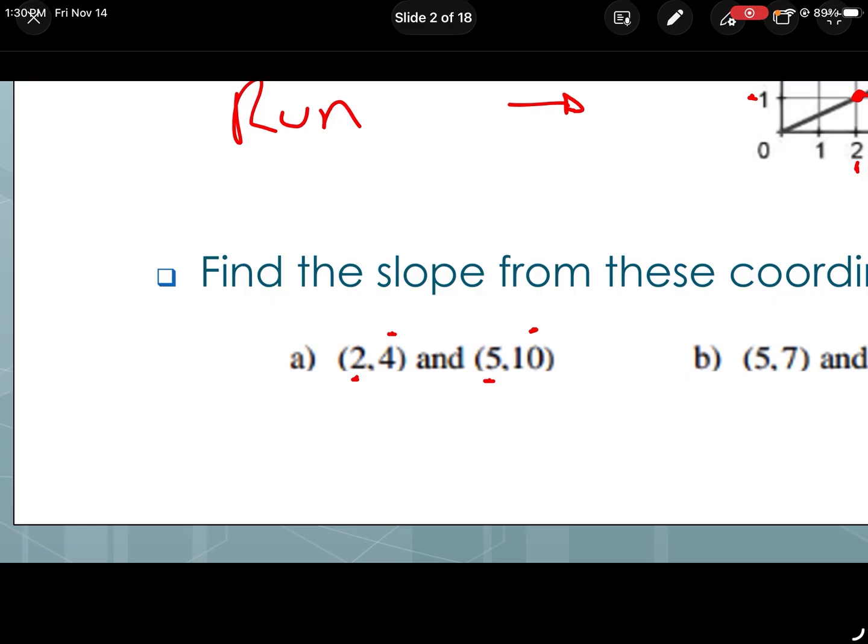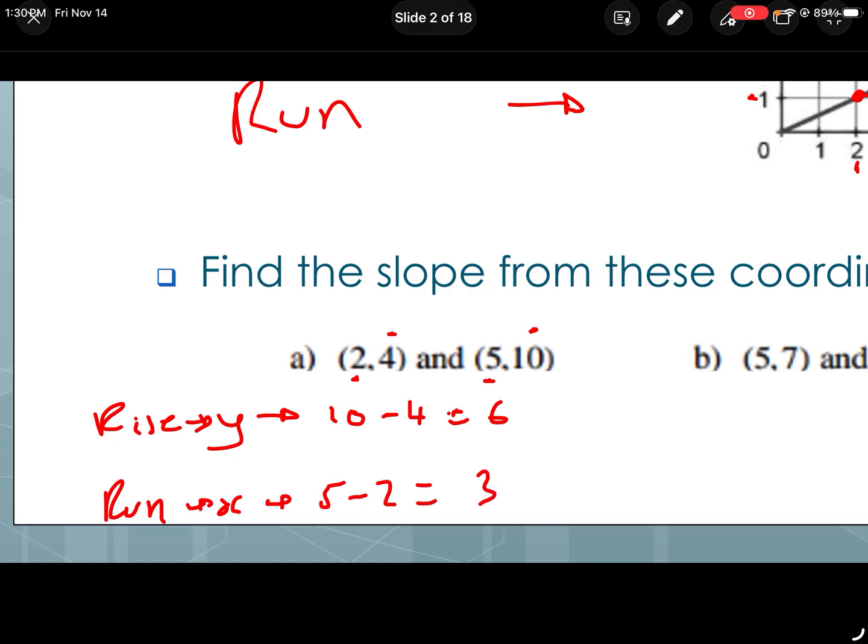So if we look at the y, or the rise, let's call it rise as well. If we look at the y, we can see it went from 4 to 10. So if I do 10 take away 4, that gives me 6. That's my rise. If I look at run, which is also my x values, it goes from 2 to 5. So I do 5 take away 2, which is 3. So if I then do rise divided by run, I do 6 divided by 3, which is 2.